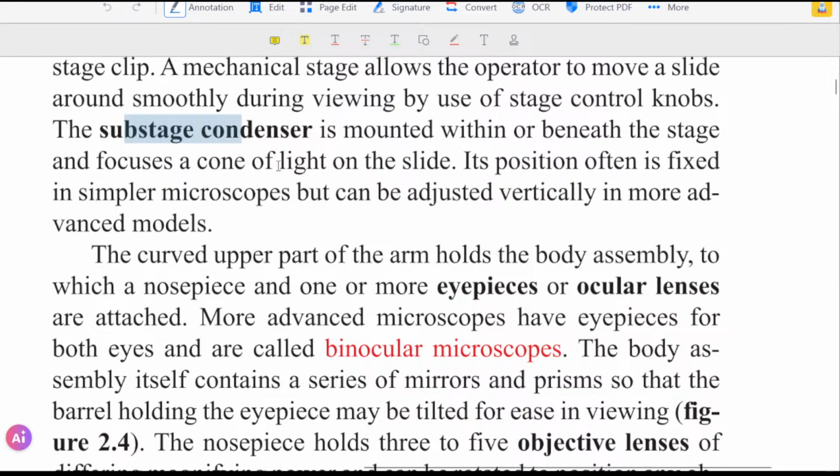The substage condenser is mounted within or beneath the stage and focuses a cone of light on the slide. A substage condenser is mounted within or beneath the stage and focuses a cone of light on the slide. Right, I think this condenser, this is E1 in the electron microscope and this is E1 in the light microscope, both for the reason that we don't want unwanted magnification of other objects.